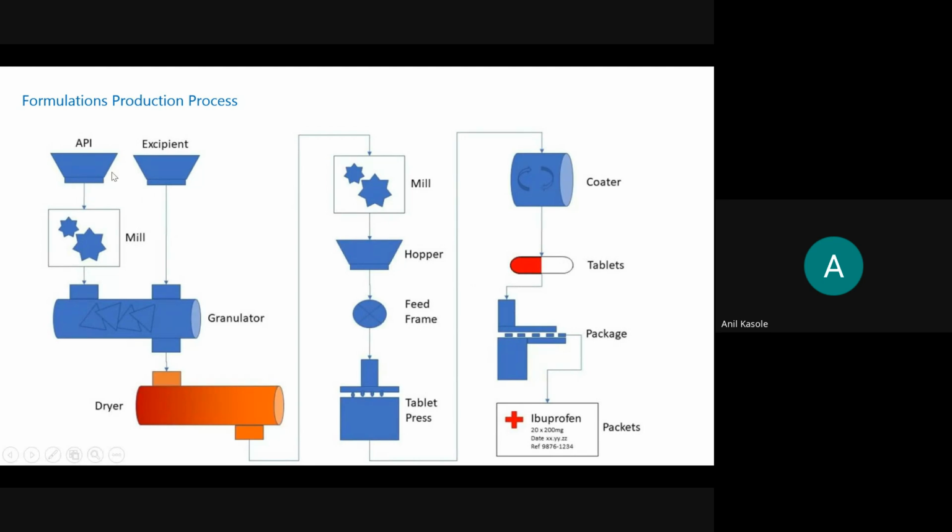So in the formulation process, either the API, which is coming from chemical or coming from the biology as in the final drugs, goes into the milling process. Again, these operations are not fixed. They can vary here and there based on the nature of the product and what product it is. But this is a high level process.